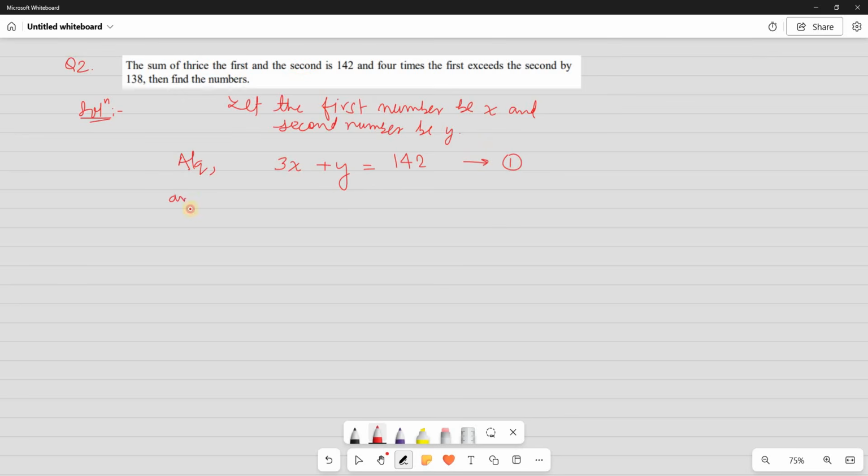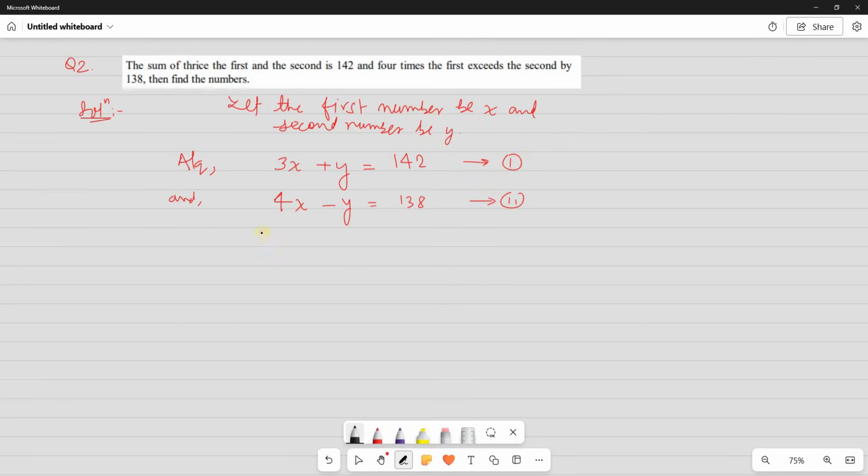And the other condition given is 4 times the first exceeds the second by 138. 4 times the first number is 4x. Exceeds means it's more than the second number, so the difference of 4 times the first and the second number is 138. These are the two relationships, and we refer to this as equation 2.